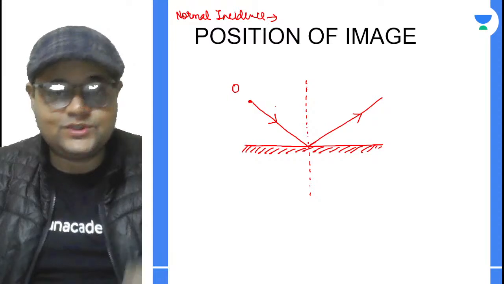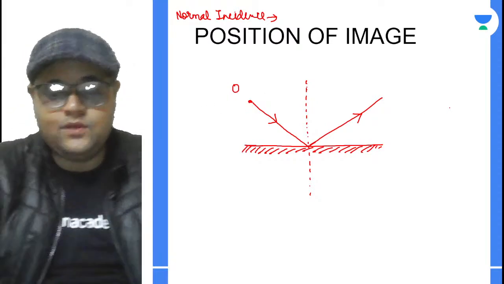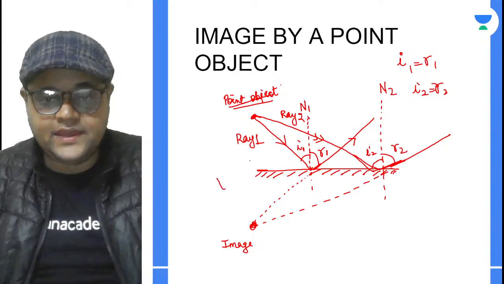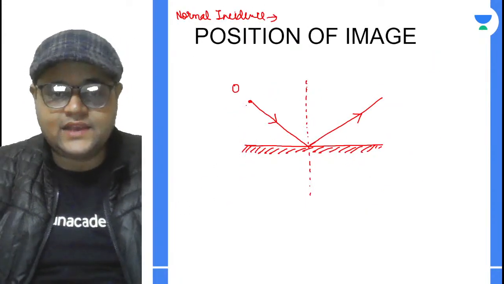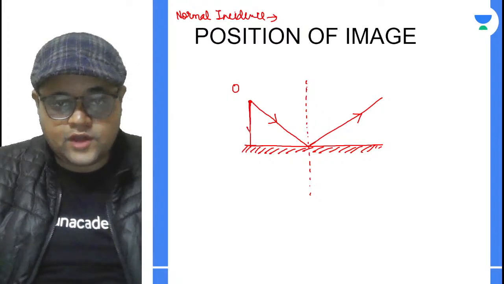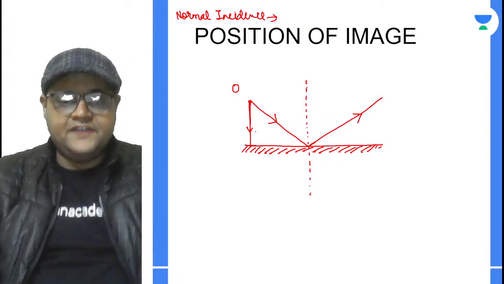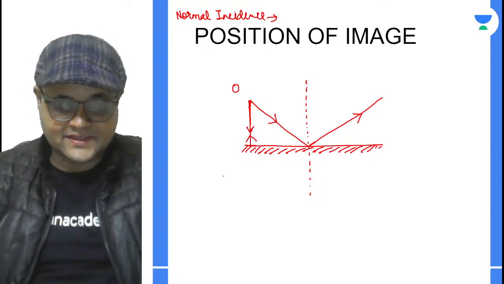So how will I show the second ray? I have got two options. I can either draw it this way, I can take it this way as well. Yes, there is no harm, but I can take this way as well. If I say that the second ray is incident normally, what will happen? If it is incident normally, it will revert back. Yes.